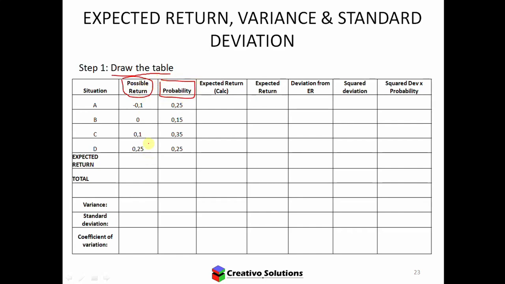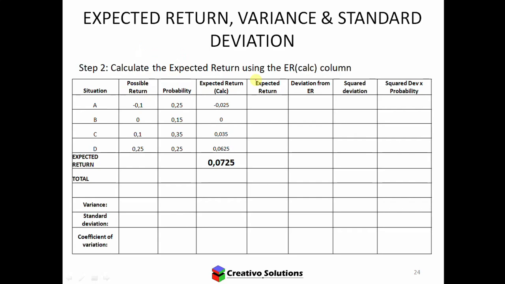I've written them down and I've used decimals just because it's more accurate and you don't have to worry about doing any sort of conversion. I've converted everything to a decimal, so all the answers that we get will automatically be in decimal format. When looking at the table, the next step is to calculate the expected return using the expected return calculation column. How do I get all of these values? We need to take the possible return and multiply that by the probability. That's going to give you an expected return.